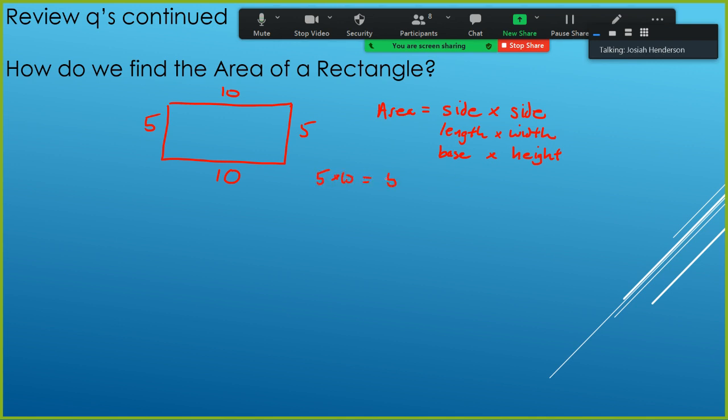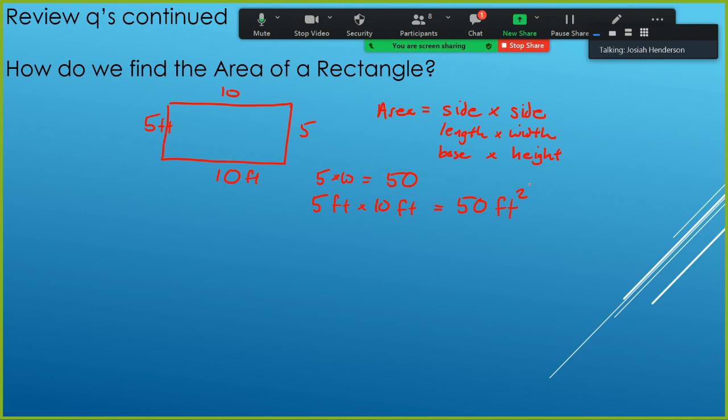So this would be 50. And we're dealing in some units, right? So this is like 5 inches, maybe 5 feet. Let's say it's 5 feet and 10 feet. So for the units, if we multiply those together, 5 feet times 10 feet, well, we're going to get 50 for the number. And feet times feet, we have to show that as squared because we did the unit times the unit.